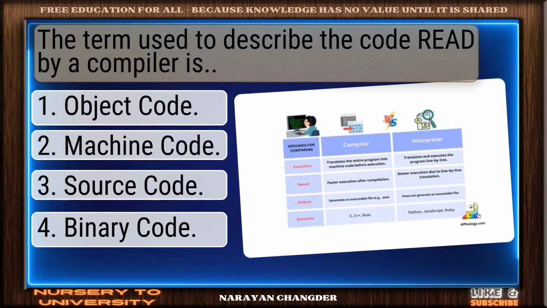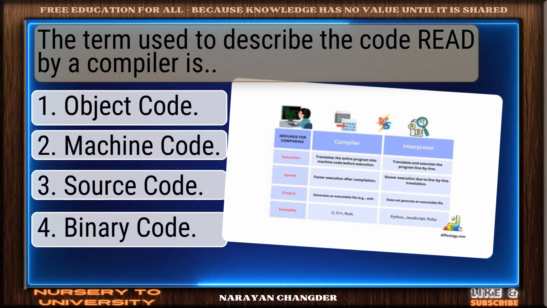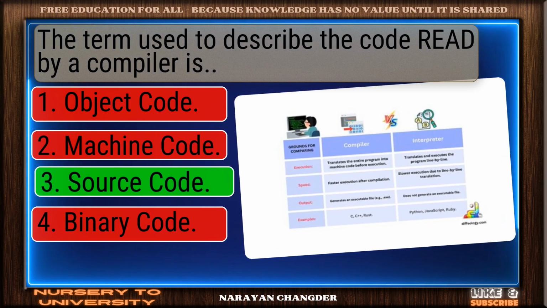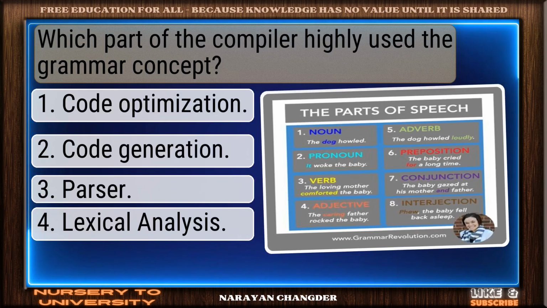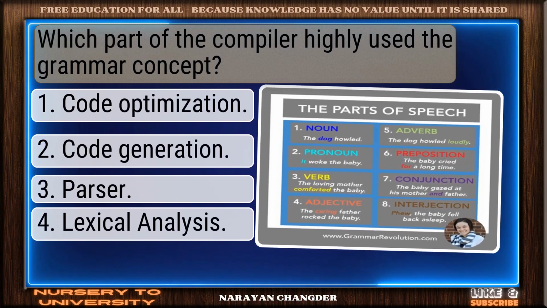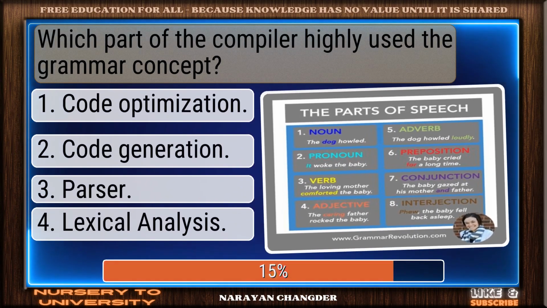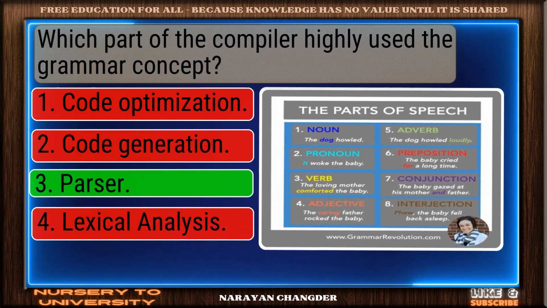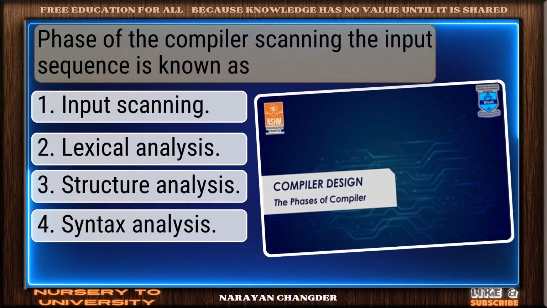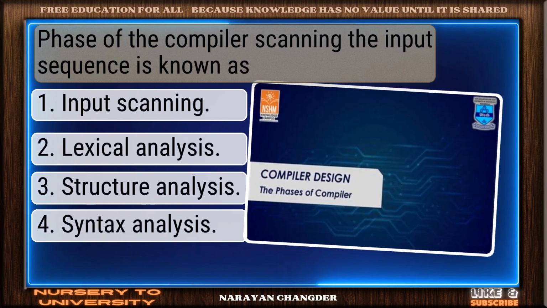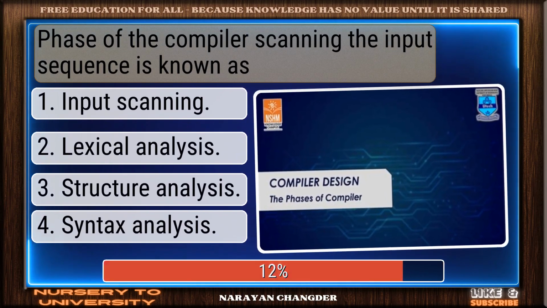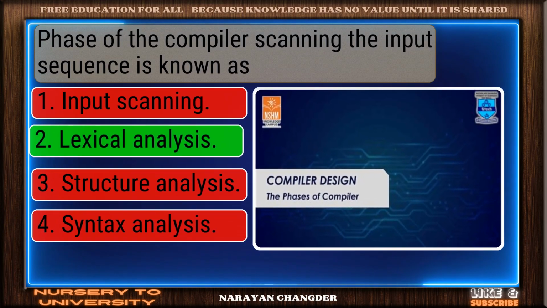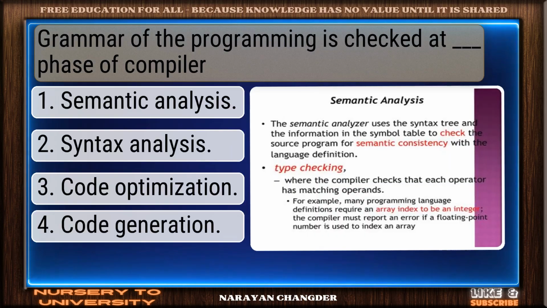The term used to describe the code read by a compiler is... Good job. Source code works well. Which part of the compiler highly used the grammar concept? Smart move. Parser is accurate answer. Phase of the compiler scanning the input sequence is known as... Strong choice. Lexical analysis is right.